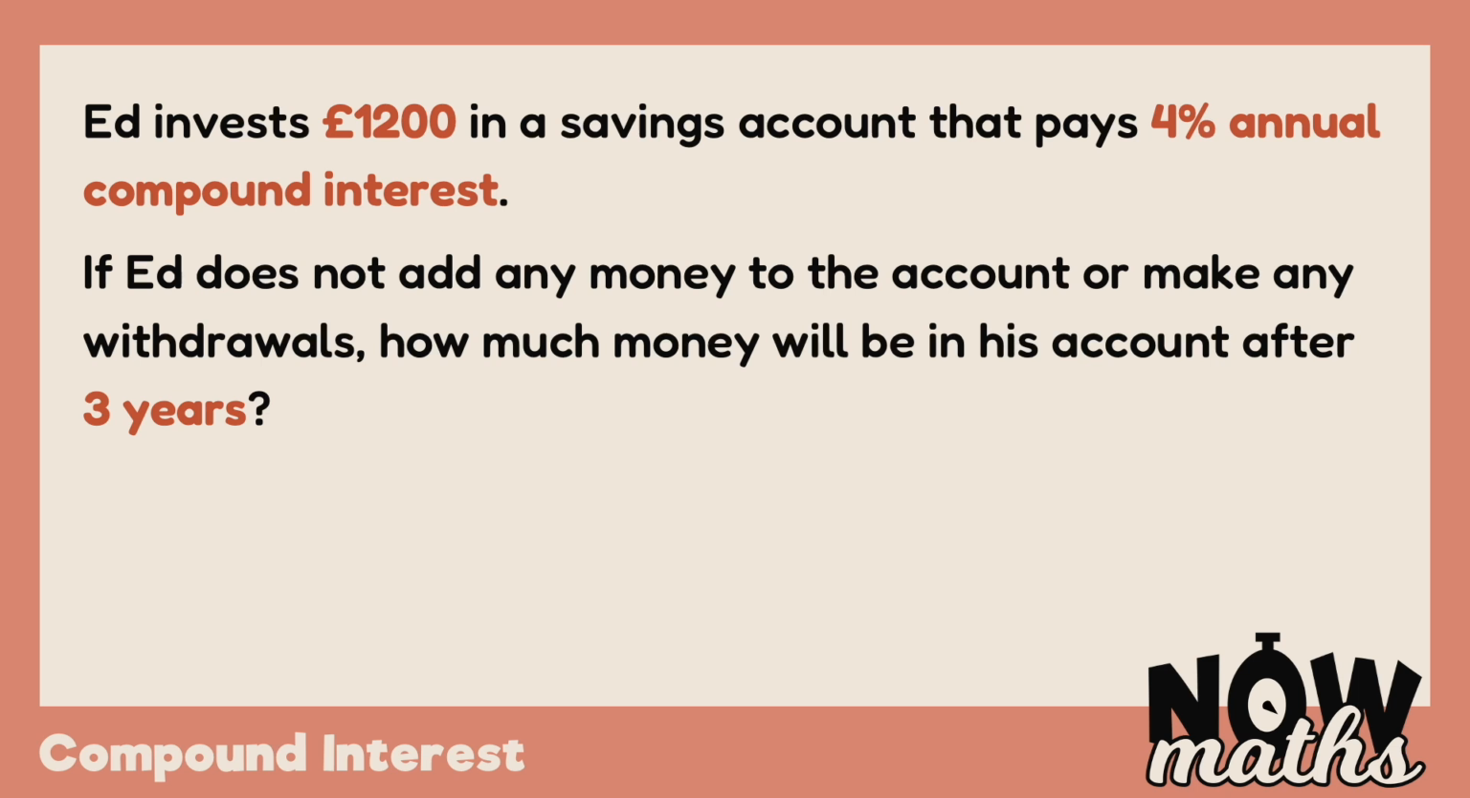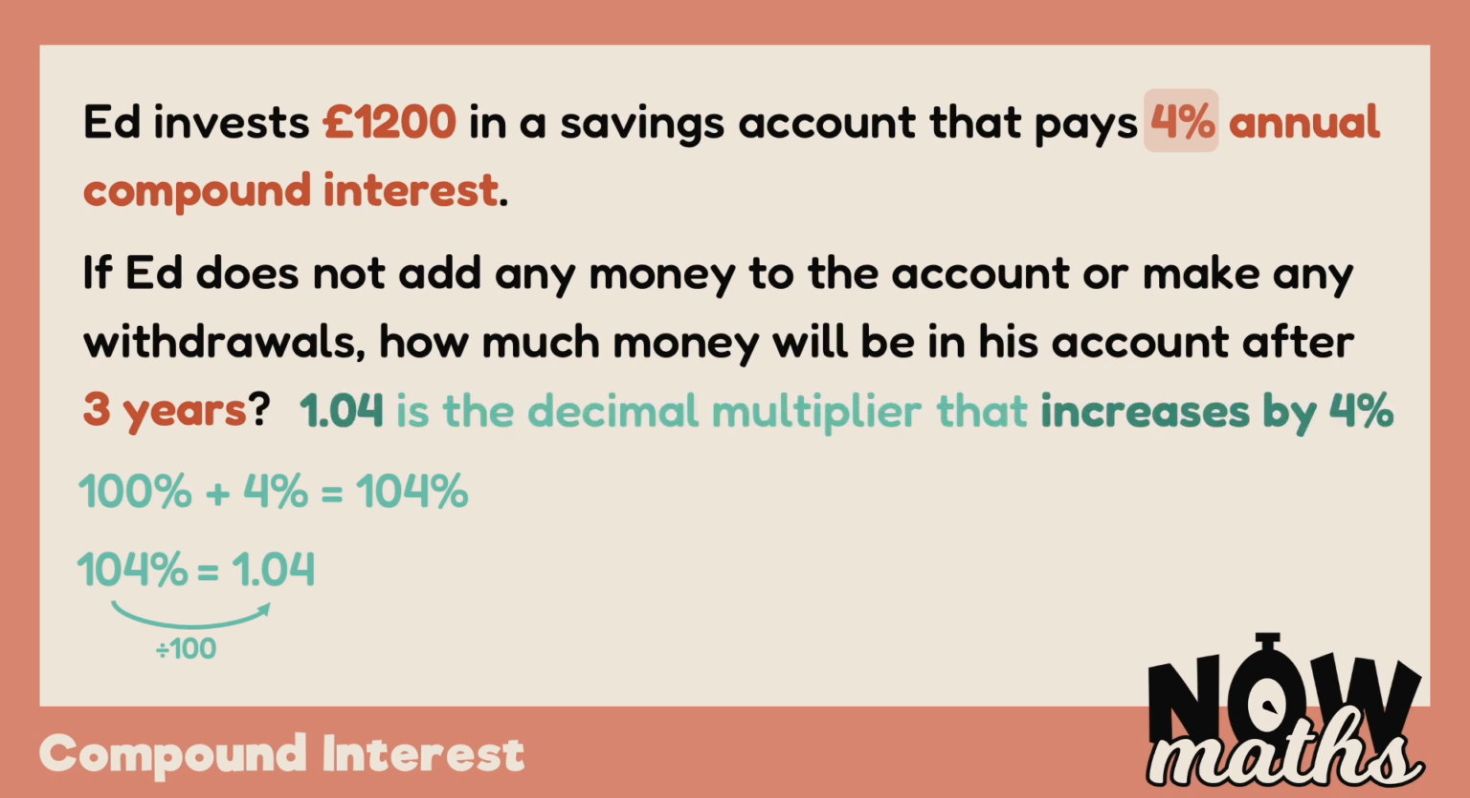The first thing we're going to do to help us answer this question is come up with a decimal that will increase by 4%. So to work out a decimal that will increase by 4%, we're going to start with 100% and add 4% on, which gives us 104%. We're then going to turn 104% into a decimal by dividing it by 100. So 1.04 is the decimal multiplier that increases by 4%, because if we multiply any number by 1.04, that number will increase by 4%. If you need more help with this step, please check out the video linked now.